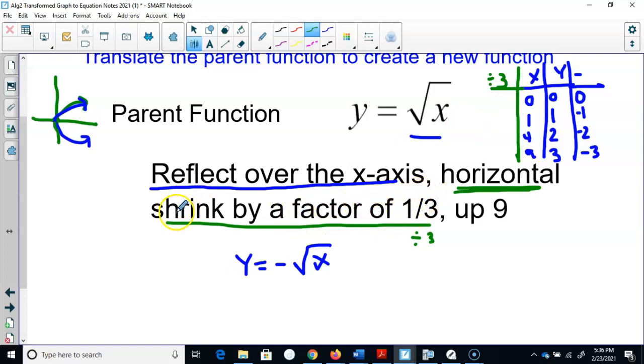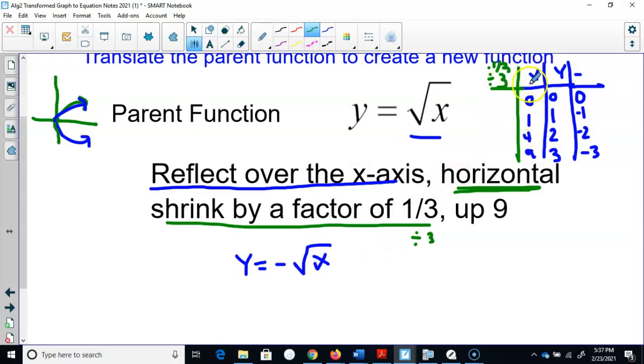How did I know that? A horizontal shrink by a factor of 1/3. Okay, that means I divided all of these x values by 3, or I multiplied it by 1/3. You can think of it that way as well, okay?